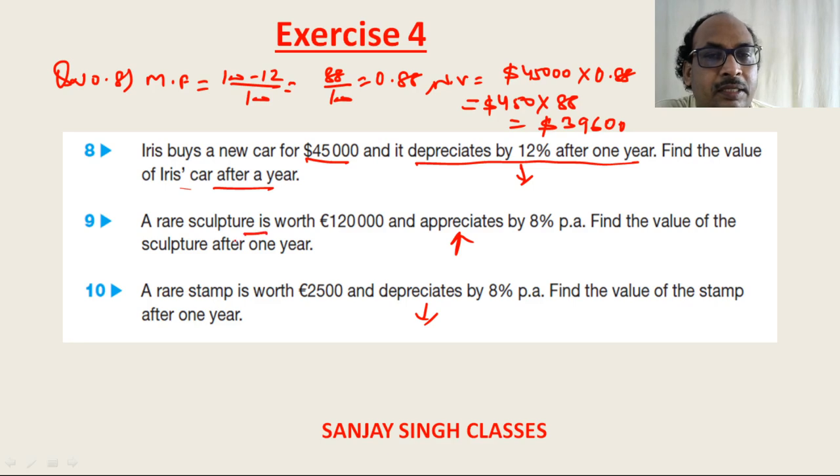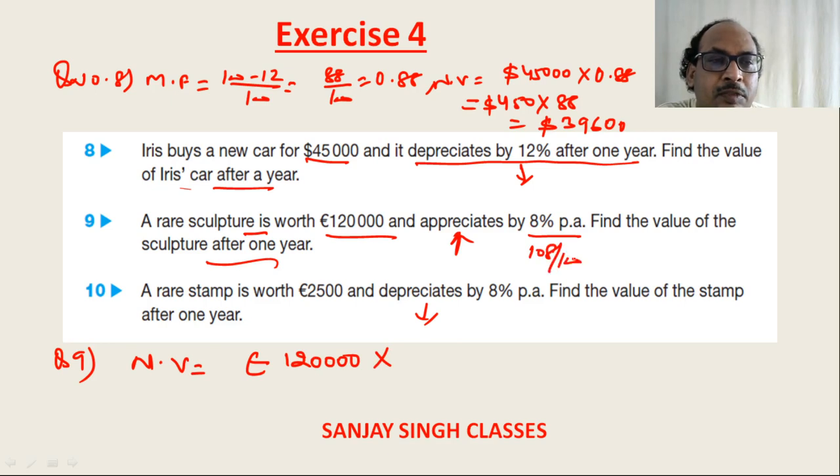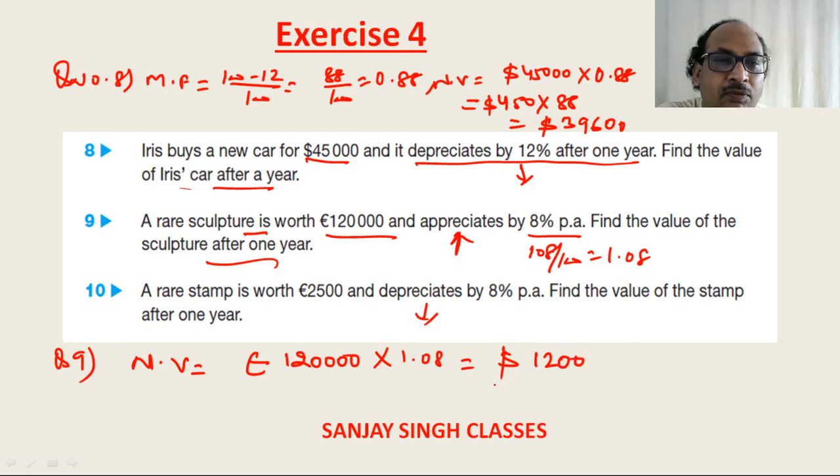Similarly, a rare sculptor, question number 9, is worth this much pound and appreciates by 8% per annum. Find the value of the sculptor after 1 year. So now I will be doing it directly. New value will become, okay, into multiplication factor will be, because it has increased, 100 plus 8% per annum, so it is 108 by 100, it is 1.08. Use two zeros to remove the decimal. Four zeros are there, so two zeros will be removed, into 108.